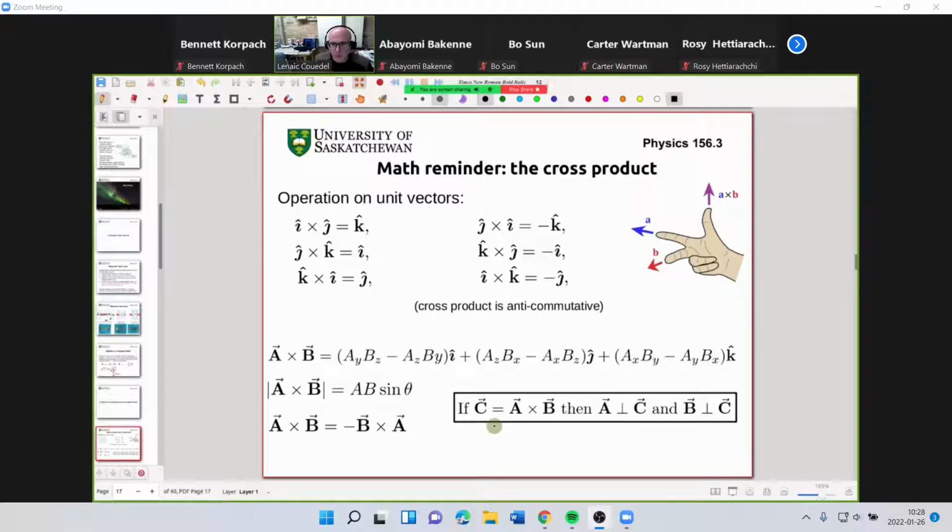So one very important property of the cross product, and this will be very important when we are considering the action of a magnetic field on a charged particle, is that the result of a cross product is perpendicular to the two original vectors. So if C is a cross product of A and B, then A is perpendicular to C and B is also perpendicular to C. All right, any question on the cross product before we go further?